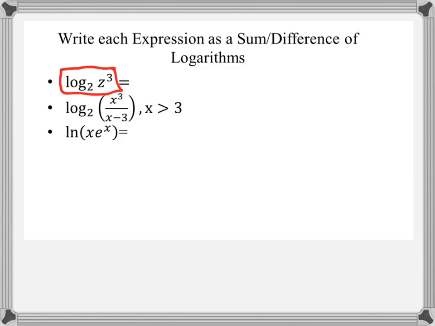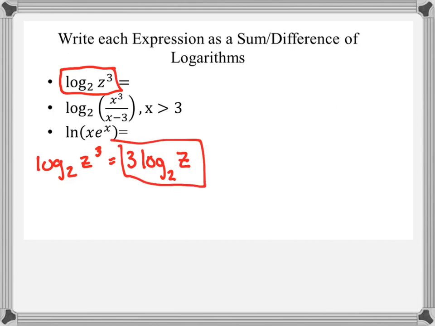Okay, so we have those three basic properties. Let's use them a little bit more. Write each expression as a sum or difference of logarithms. Well, this first one, mainly the only property that we can use on it is that third property we just saw. We've got log base 2 of z cubed. So I can move the exponent out in front, so 3 times log base 2 of z. And we can't do anything else. So that is what we would leave as our answer.